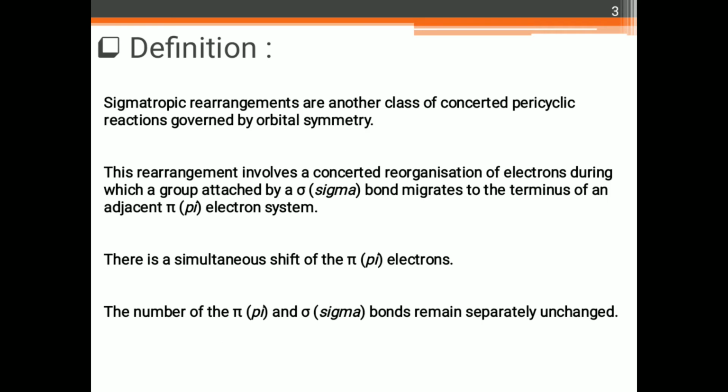First, the definition. Sigmatropic rearrangements are another class of concerted pericyclic reactions governed by orbital symmetry. This rearrangement involves a concerted reorganization of electrons during which a group attached by a sigma bond migrates to the terminal of an adjacent pi electron system. There is a simultaneous shift of pi electrons. The number of pi and sigma bonds remains unchanged.